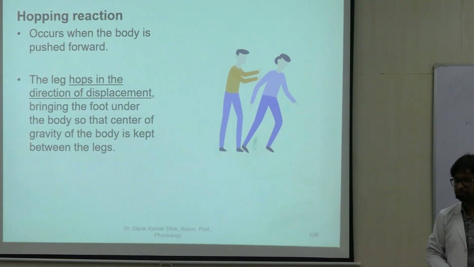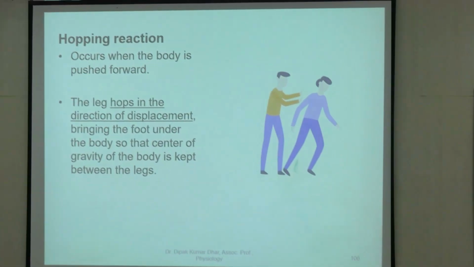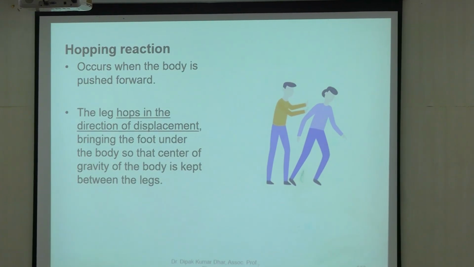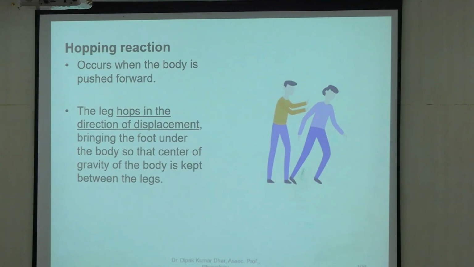Hopping reaction, what is that? This happens when the body is suddenly pushed forward. So what is our usual response? If you get pushed from behind, we tend to lose balance, but that is rapidly corrected. How? Usually if you get a push from behind, we step forward.